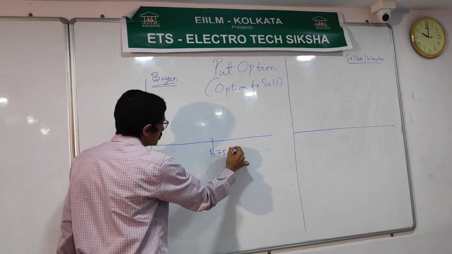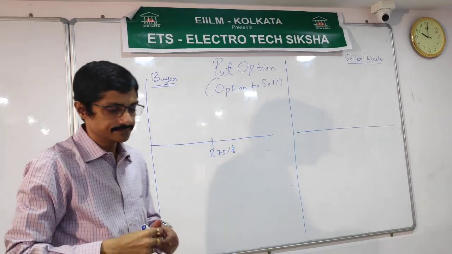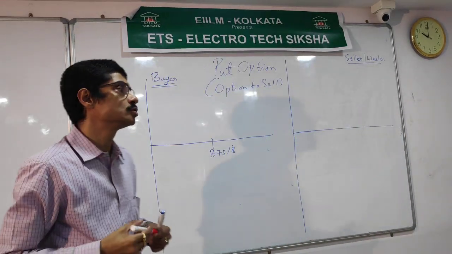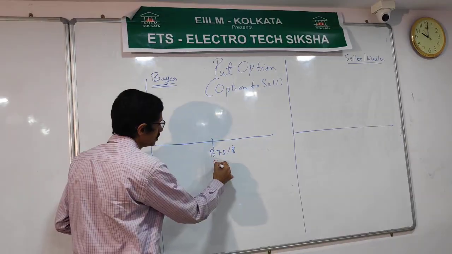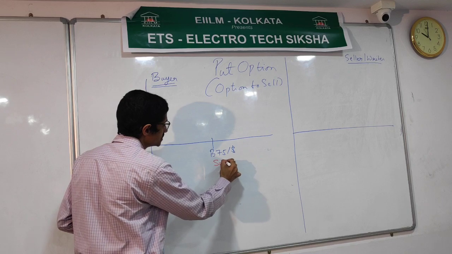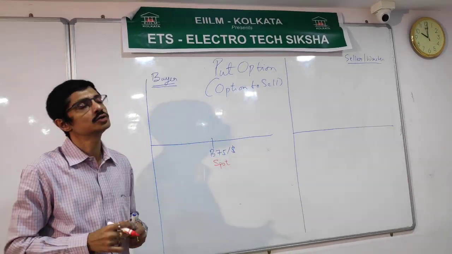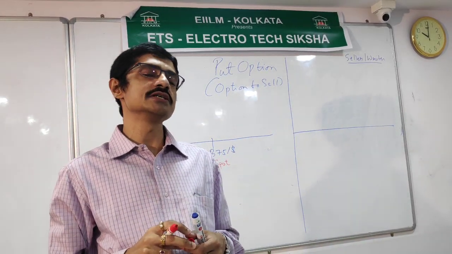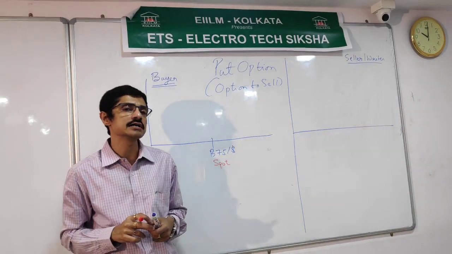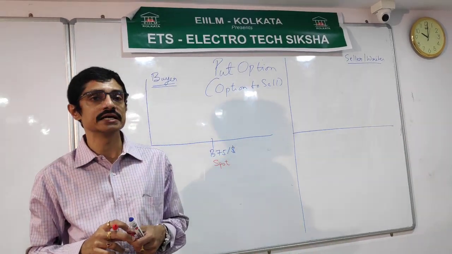Rupees 75 to the dollar. So this is the spot price. If we go to any bank today and we sell the dollar, we are going to get rupees 70. In the banks, of course, there are two sets of rate. One is the bid rate, which is the buying rate, and the other is the ask rate or the offer rate, which is the selling rate.